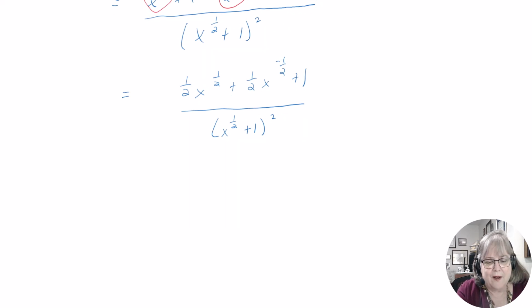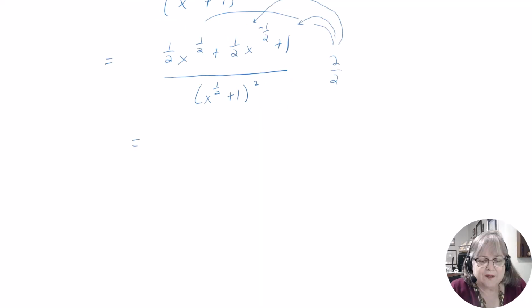Now, you can multiply top and bottom by 2. So multiplying through by 2, you have x to the 1/2 plus x to the minus 1/2 plus 2 over 2 x to the 1/2 plus 1 squared.